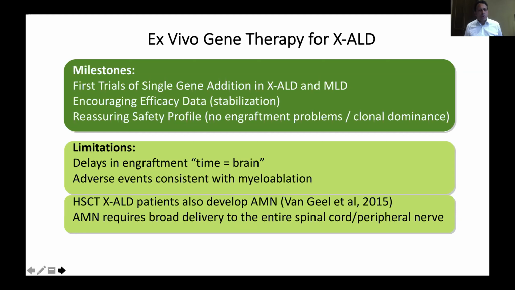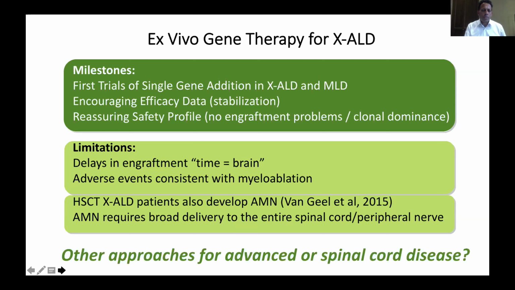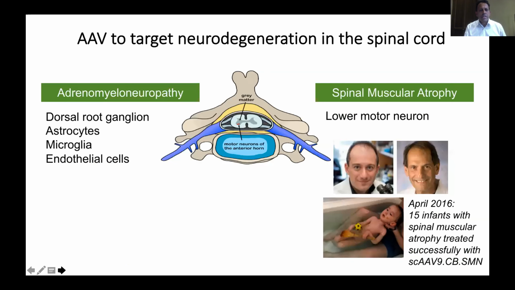At the same time, I want to point out there are limitations of this method. Time is brain. You need to act quickly. There are adverse events consistent with myeloablation, and there have been a few men reported who did get transplants as children and then developed AMN. So I've been for a few years now working on trying to develop gene therapy for the spinal cord as well, and thinking about what modality would be best.